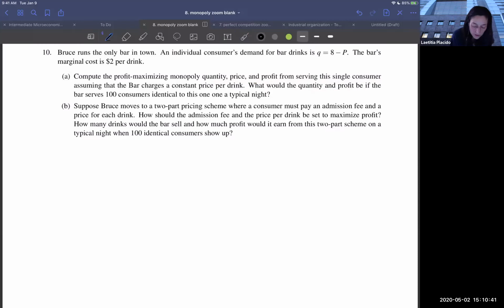So the first question assumes that there is no two-part tariff. The first question is going to be our benchmark. So monopolies charge a single price. Single price, we know how to solve that. The monopoly sets MR equals MC.